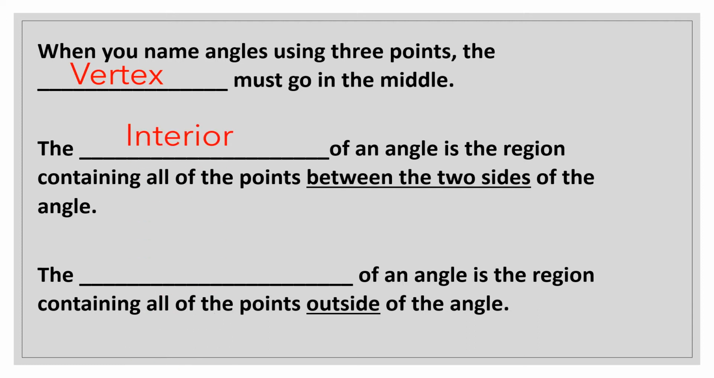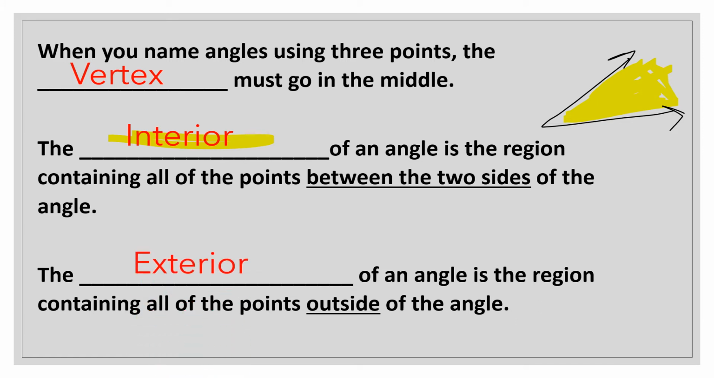The interior of an angle is the region containing all of the points between the 2 sides of the angle. So if I were to draw an angle here, okay, and here's my angle. Now the interior, I'm going to make that yellow, is everything inside of here. Okay?